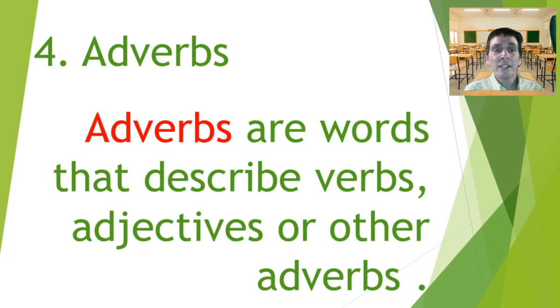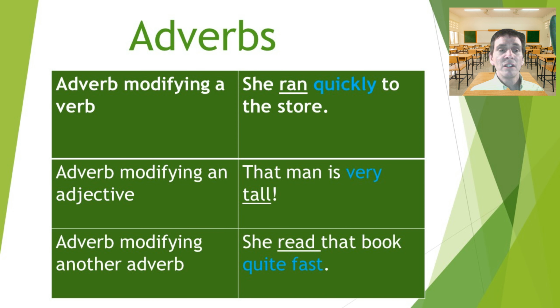Our next example is adverbs. Now, adverbs are words that describe verbs, adjectives, or other adverbs. And in a moment, we'll take a look at one example for each of these. Okay. Sentence number 1, we see an adverb modifying a verb. She ran quickly to the store. So here we see the adverb quickly giving us information about how she ran.